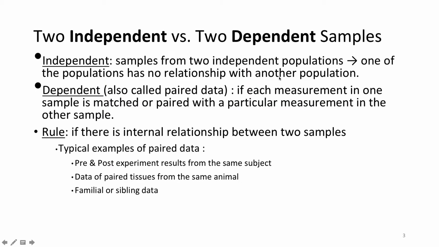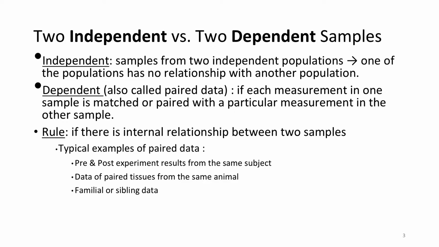Okay, so two independent or two dependent. If it's independent, that means samples from two independent populations. That means one of the populations has no relationship with the other population. If it's dependent, also called a paired test, it is when each measurement in one sample is matched or paired with a particular measurement in the other sample. So if there is an internal relationship between the two samples, that's going to be dependent.